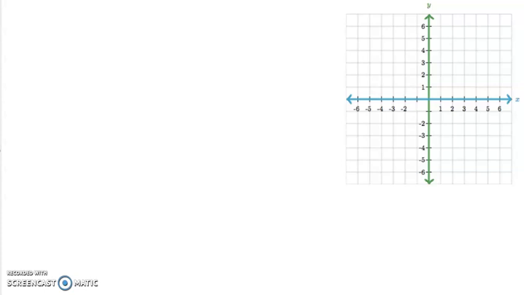So let's look at one system. Let's say that we were asked to graph the system y is less than 2x minus 3 and y is greater than or equal to 1/2 x minus 2. So these are two different lines. We're going to graph them one at a time. We're going to shade them, and then we're going to see where that shading overlaps.